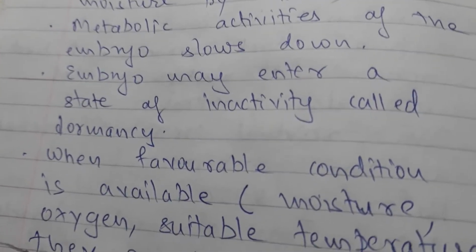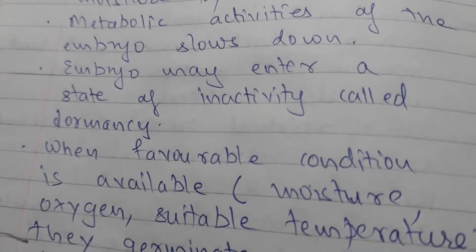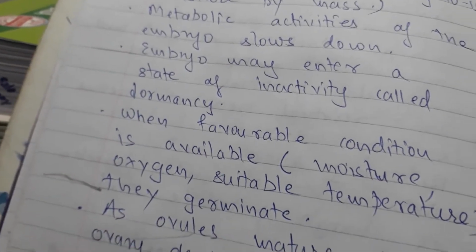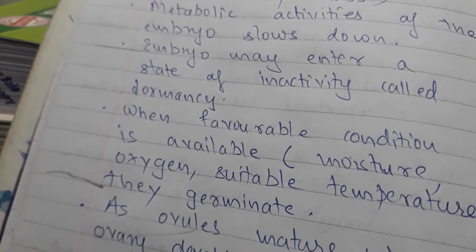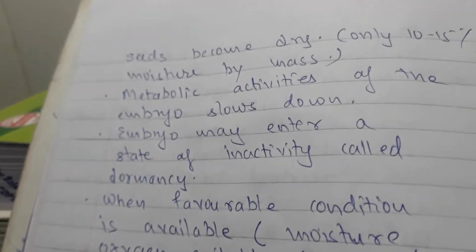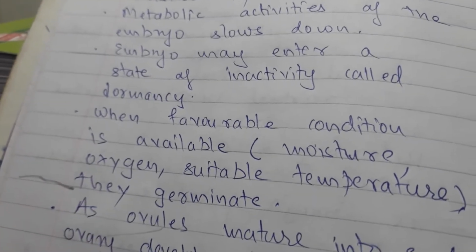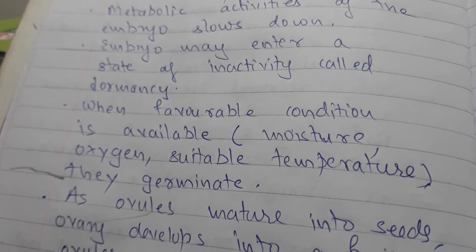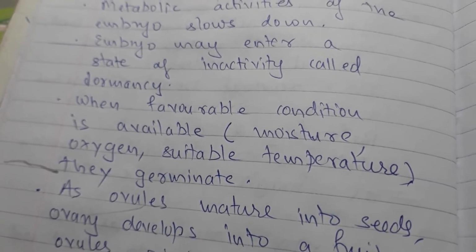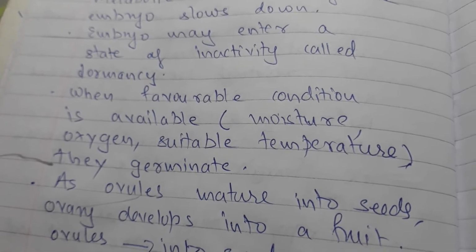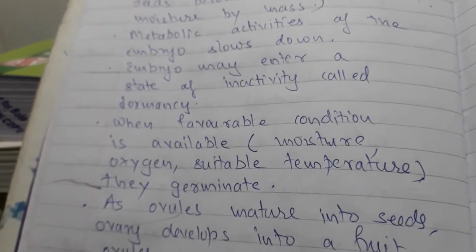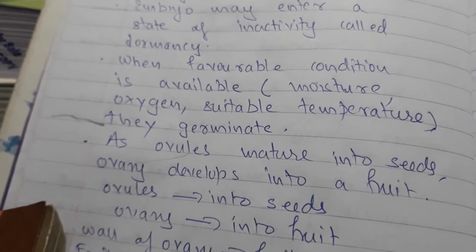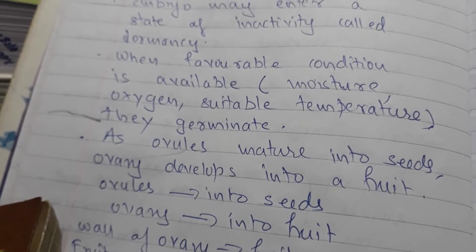What is happening to it? Metabolic activities of the embryo become slow. The embryo enters an inactive state called dormancy. Is it going to sprout when it is still in the containers in the kitchen? No. Till you soak them in water, sprouting is not going to take place. So when is the favorable condition? When you give the seed moisture, oxygen, and suitable temperature, they start germinating and sprouting.